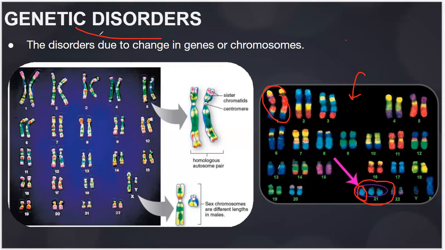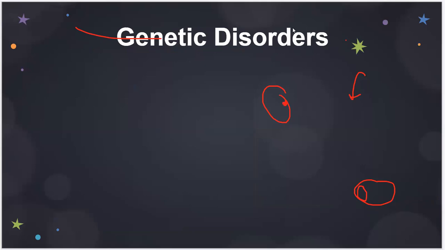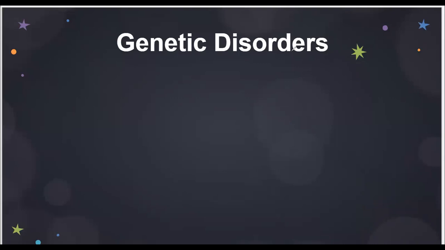Now we move to the first example. Before that, we will understand genetic disorders in general. So let's just display the first point. Let's begin with the introduction of genetic disorders in a bit of detail, and then we move to the examples.